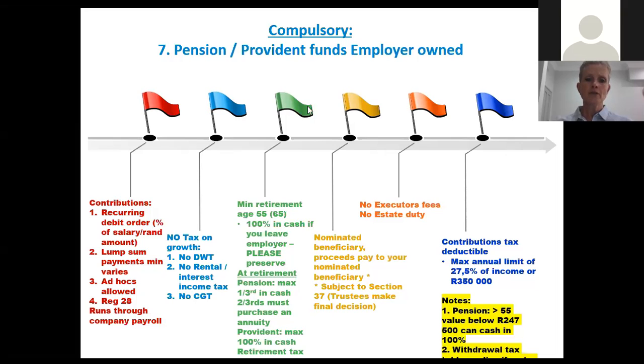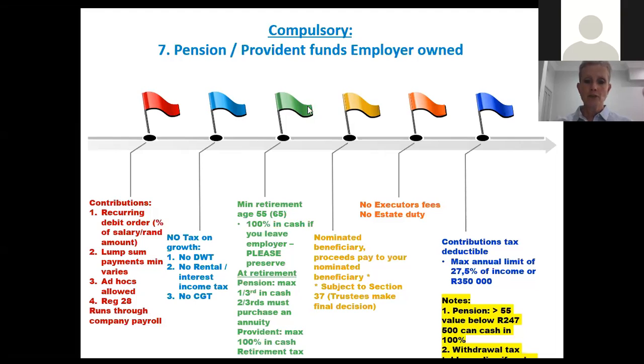At retirement, if it's a pension fund, you can take a maximum of 1/3 in cash and 2/3 must purchase an annuity, very similar to an RA. If it's a provident fund, you are able to take a maximum of 100% in cash. But again, I just want to remind you that you don't have to take any money out of a provident fund. You can commute the full amount or a part thereof into an annuity as well. Retirement tax tables would apply. Obviously, if you are withdrawing prior to 55, then the withdrawal tax tables would apply. And there's a massive difference between the two in terms of what is tax-free and how the brackets are calculated for the percentages of tax. I'll show you that now.